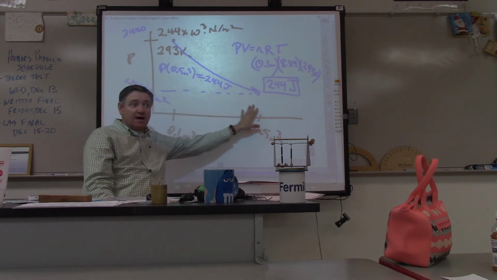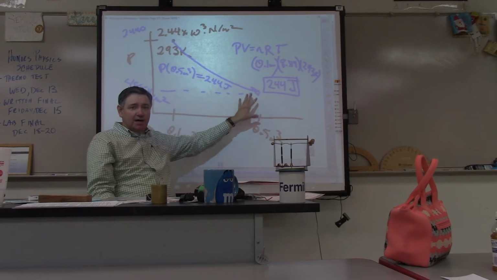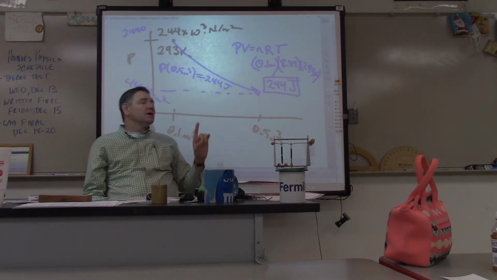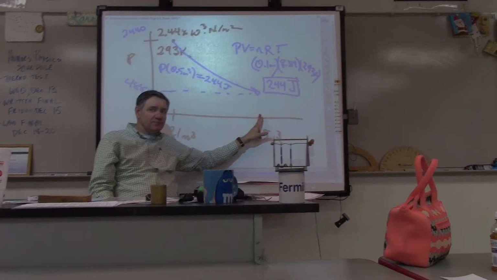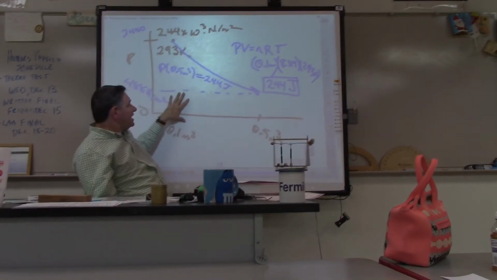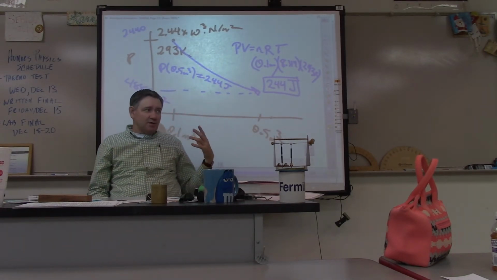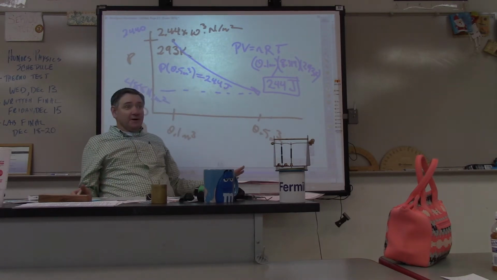So we've got this line, right? The area underneath this line is going to represent the work. Now here's the kicker. This is a curved line. It's not a linear line. So to try and find the area underneath this graph, we cannot treat it like a triangle because we've got to do some calculus.